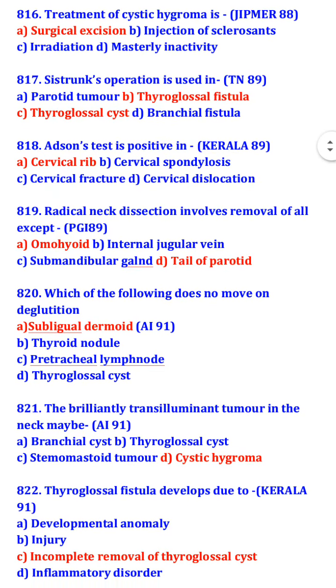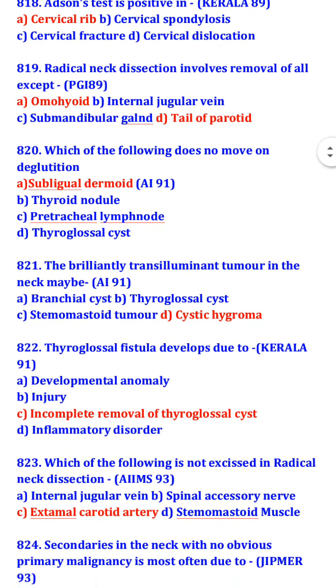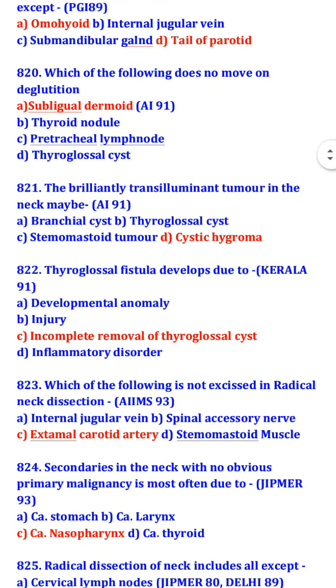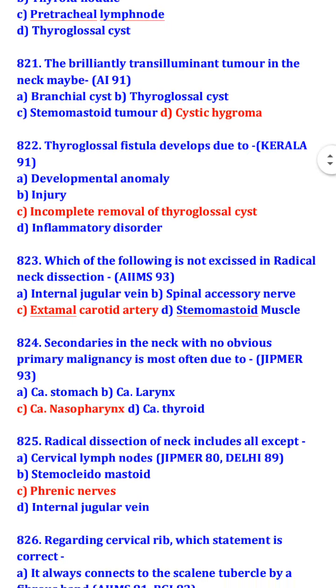Which of the following does not move on deglutition? Sublingual dermoid does not move on deglutition. The brilliantly transilluminant tumor in the neck may be cystic hygroma. Thyroglossal fistula develops due to incomplete removal of thyroglossal cyst. Which of the following is not excised in radical neck dissection? External carotid artery is not excised.